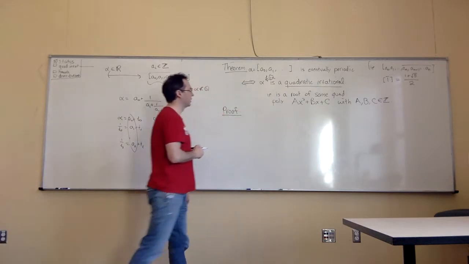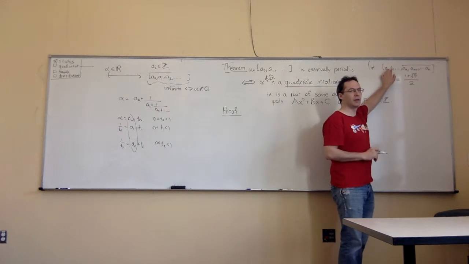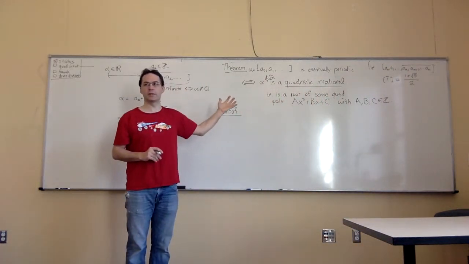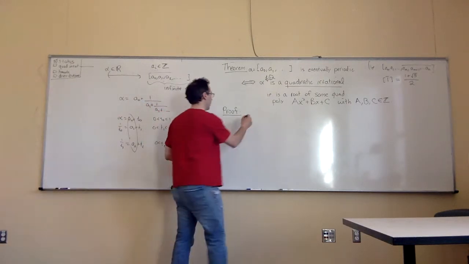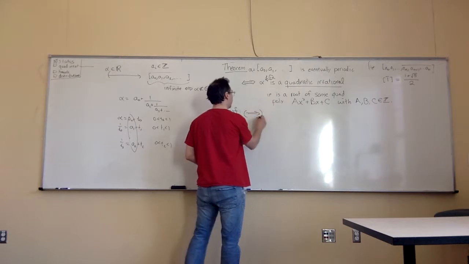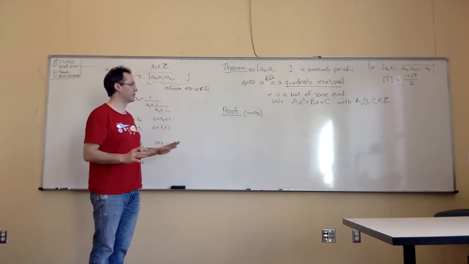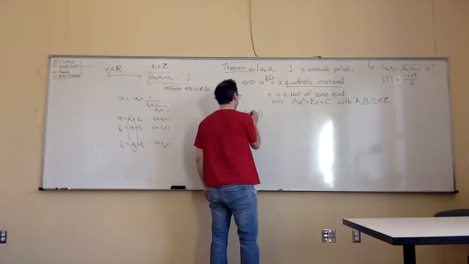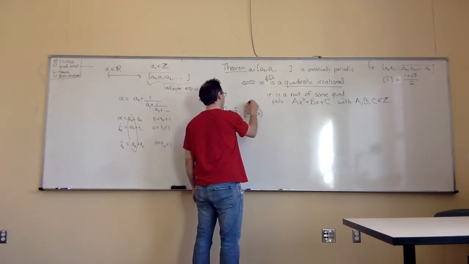The easy direction is, if the continued fraction is eventually periodic, then the number that it represents, the limit, is a quadratic irrational. That's going to be really easy. So this direction, eventually periodic implies quadratic irrational. The other direction is much trickier. So we're just going to prove this one, not the other one.